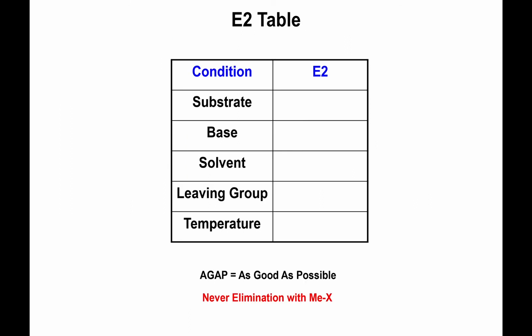So if you look at the table for E2 reactions, the substrate could be primary, secondary, tertiary. Definitely not methyl. The base, you want it to be as strong as possible. The solvent, you want it to be aprotic. The leaving group, you want it to be as good as possible.